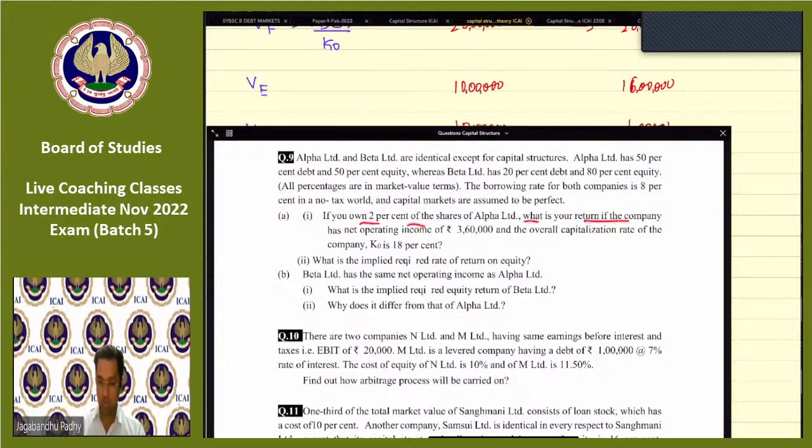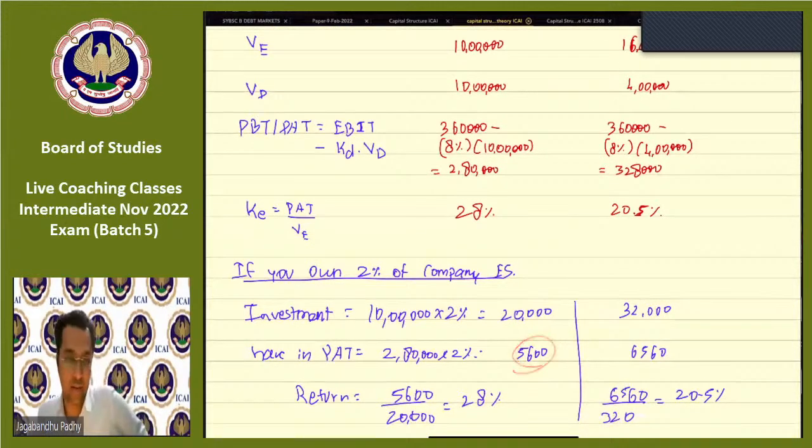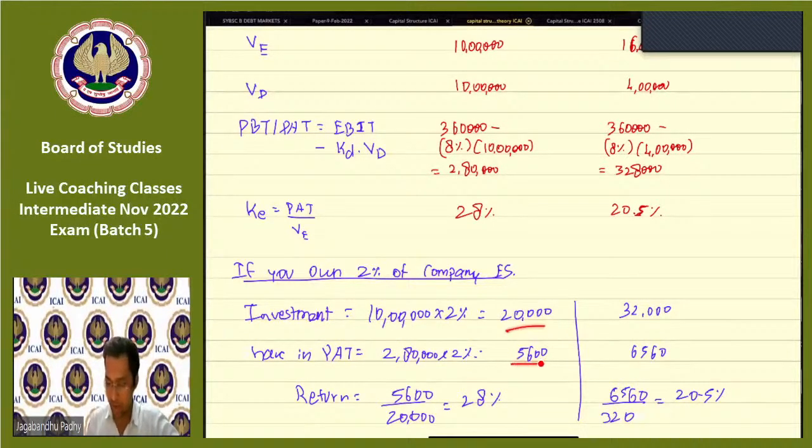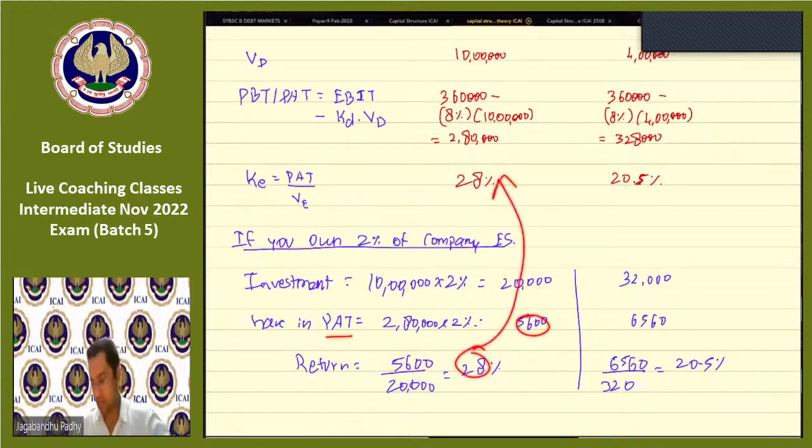If you own 2%, what is the return if the company has a net operating income? Now, you are investing like 20,000 in the company, and you are also going to have 2% share in the company profits. The company PAT is 2 lakh 80. On that, you are getting 2%, which is 5,600. Okay, so on an investment of 20,000, your share in PAT is 5,600. Return that you are getting is 5,600 upon 20,000, which is 28%, same as this.